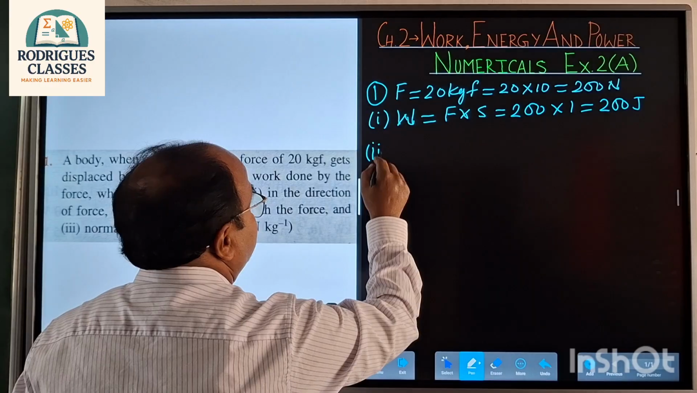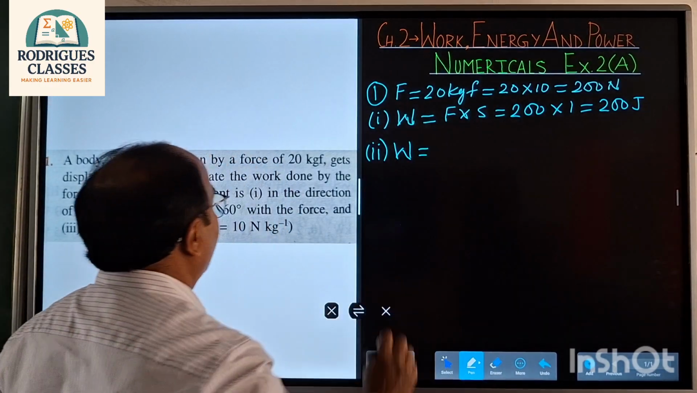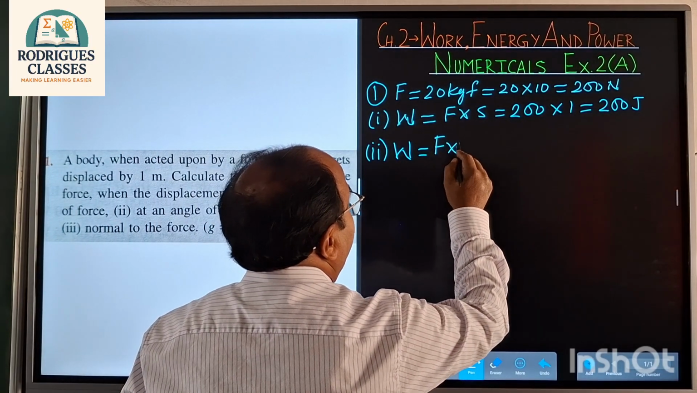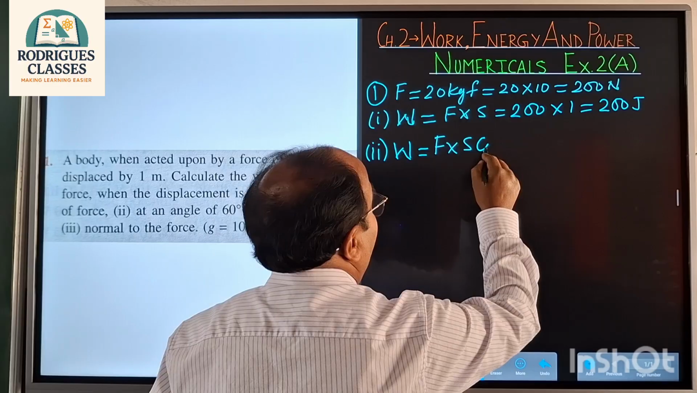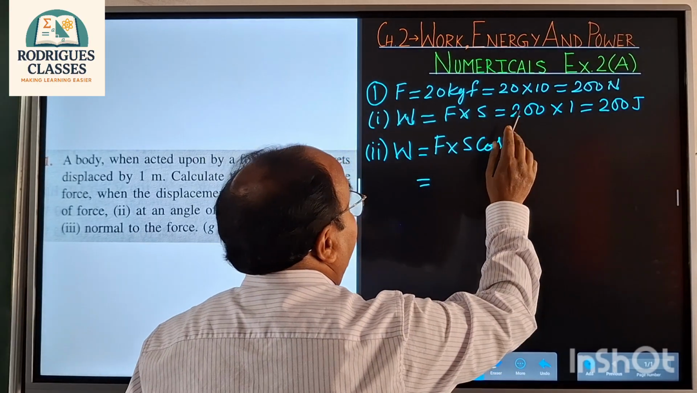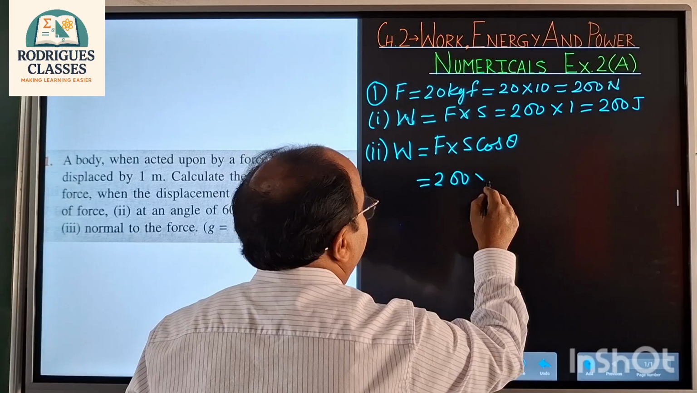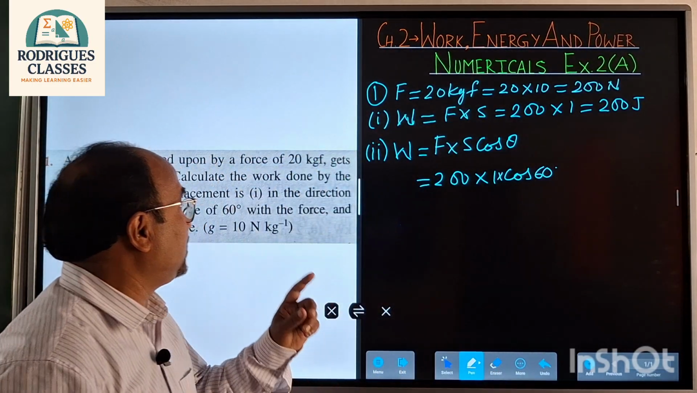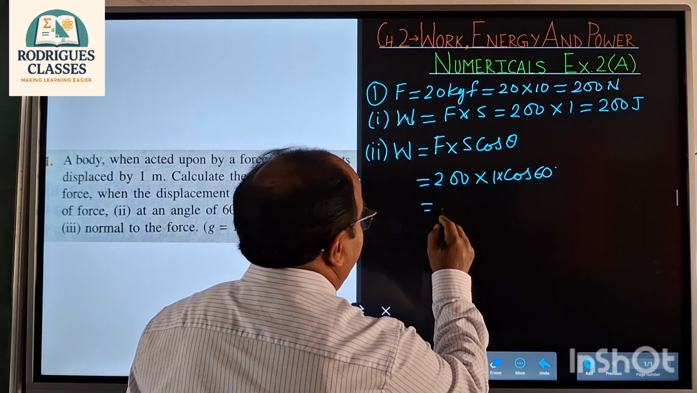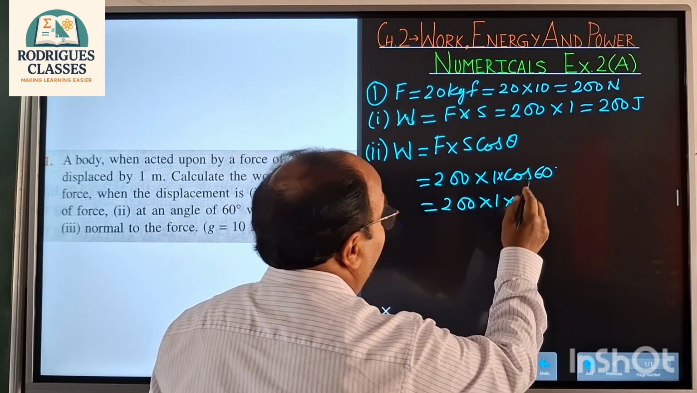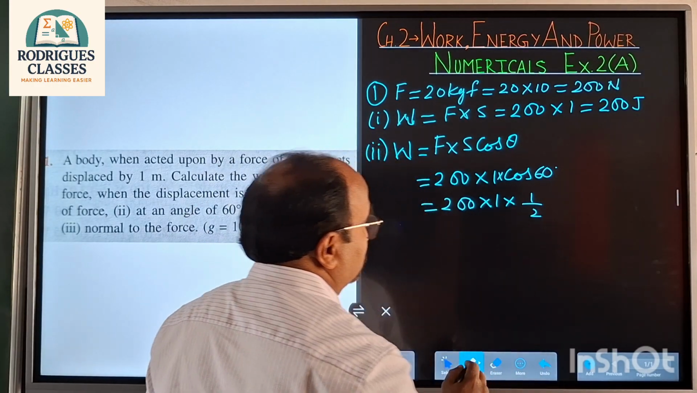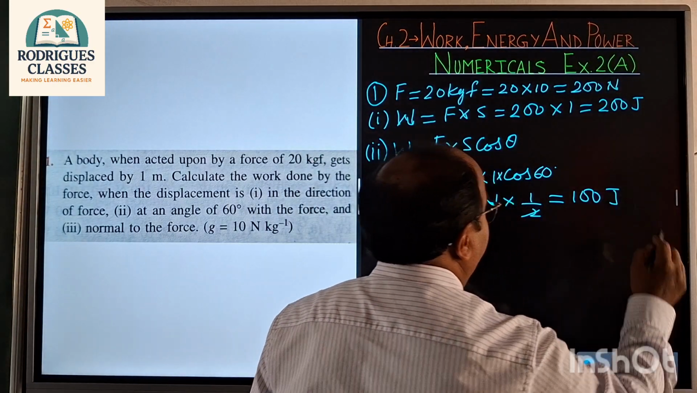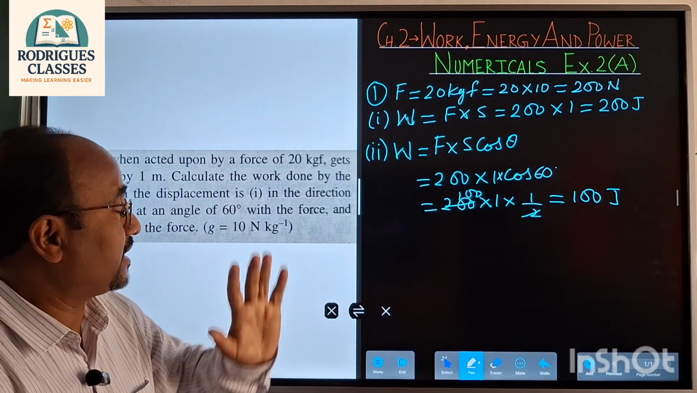Now let us come to the second part. Here, because it is at an angle of 60 degree, we will have to use the work done formula W equals F into S cos theta. So F value remains the same, 200, S is 1 and cos of 60 degree, because theta is given to us as 60 degree. Then we write 200 into 1, cos 60 degree value you know is 1 by 2. So 2 will be cancelling this 200 and we get 100 joule. So the second answer we have got.